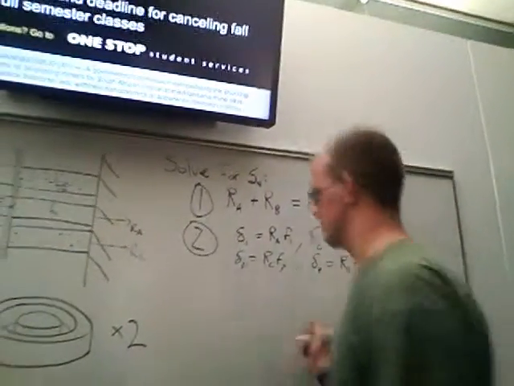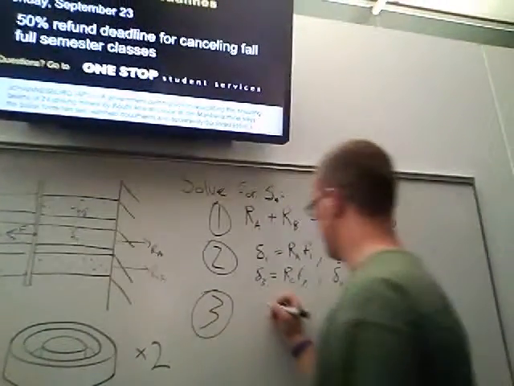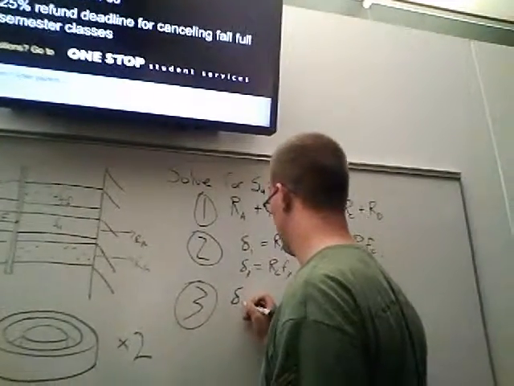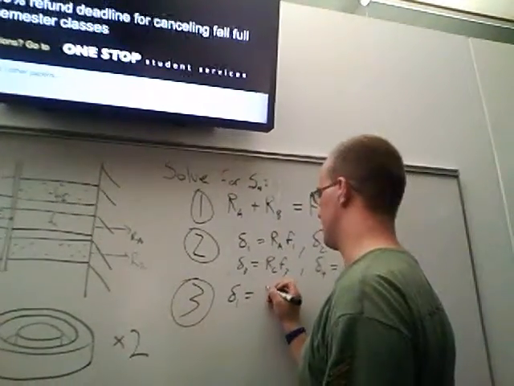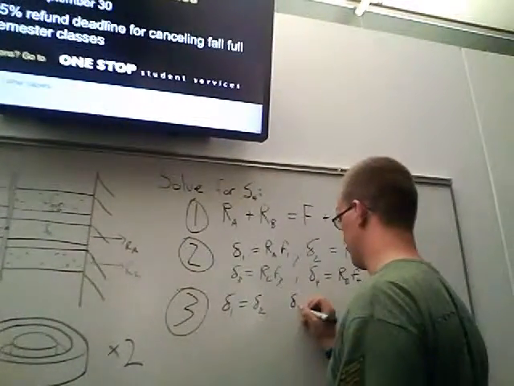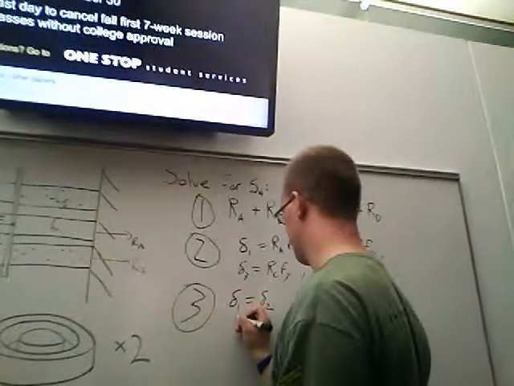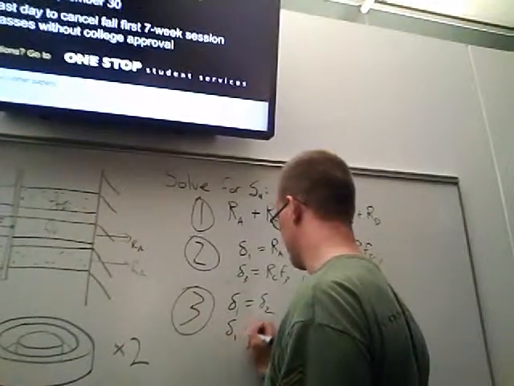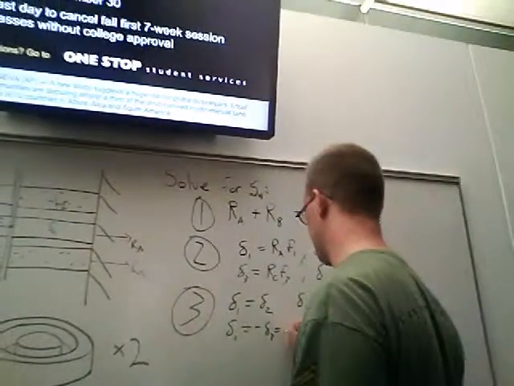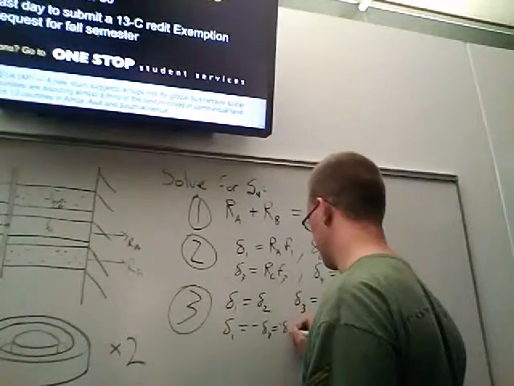Then finally we have some compatibility equations. That's our third set of equations. So we know that the displacement of the first one is going to be equal to the displacement of the second. And we know that the displacement of the third is equal to the displacement of the fourth. And then finally, displacement of the first is equal to the opposite of the displacement of the third, which is also equal to the opposite of the displacement of the fourth.